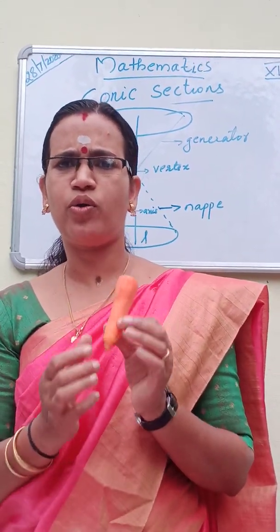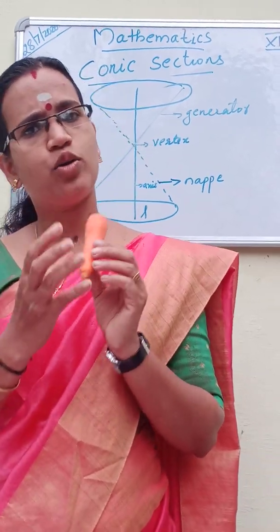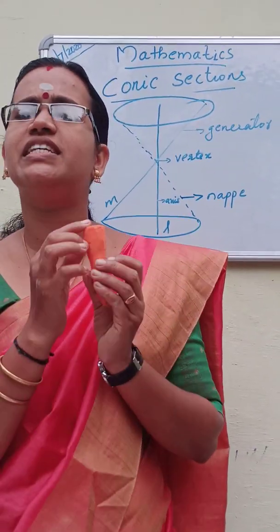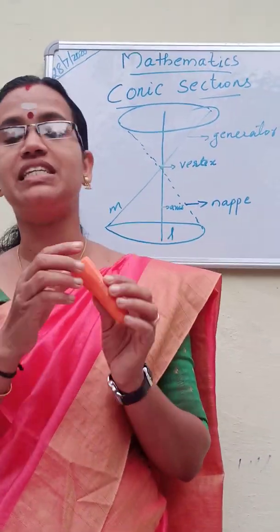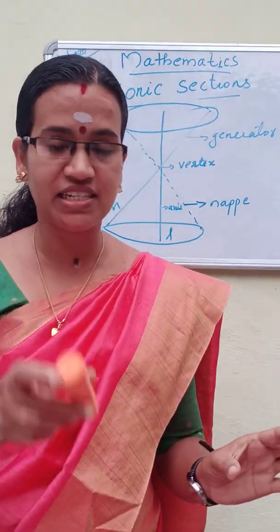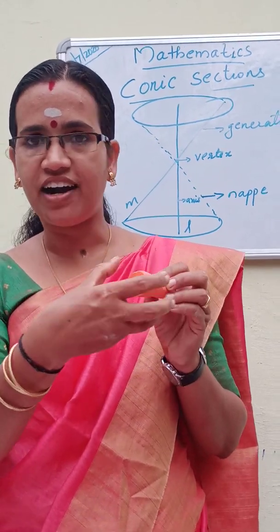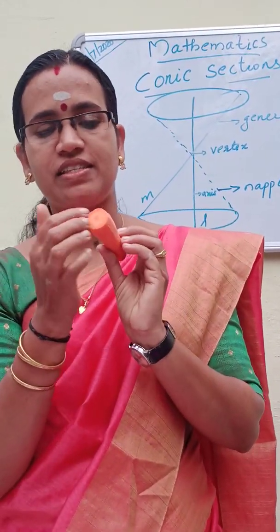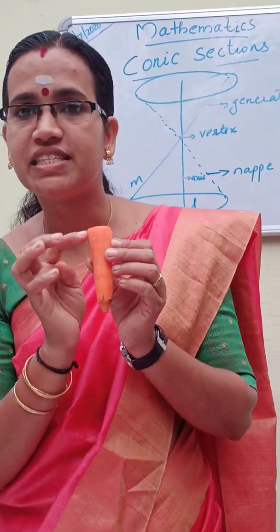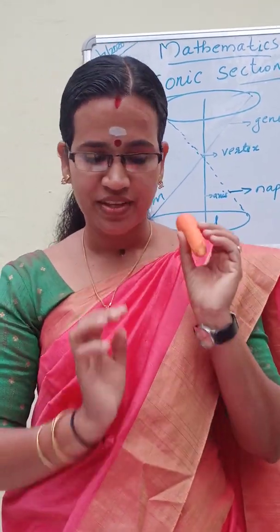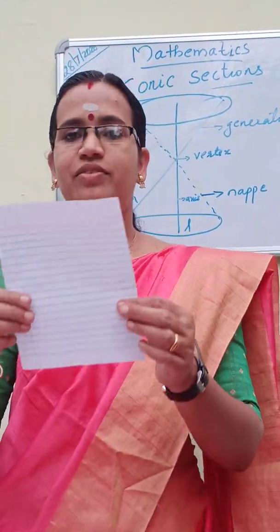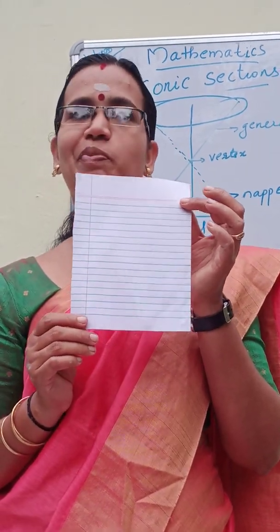It's a cone. Suppose it is a hollow cone. So this carrot is a hollow cone. This cone is carved outside. Then, what is this? Yes, paper.